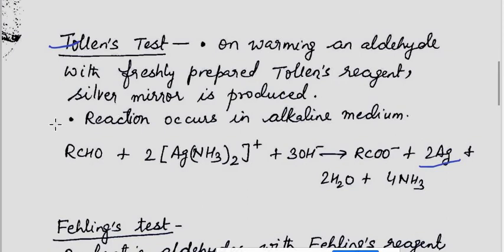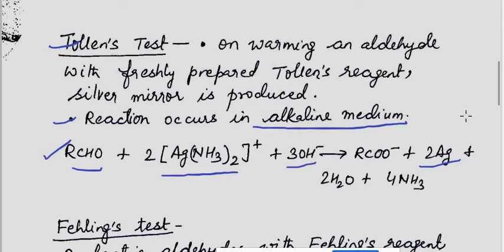What you have to keep in mind is that the reaction occurs in alkaline medium. You have to remember this reaction, it is important. This is Tollens reagent, a complex of silver ion in ammonia. You will study about such substances in coordination compounds. When the aldehyde reacts with ammonical silver nitrate, you can see 3OH minus over here, which means the reaction takes place in alkaline medium.